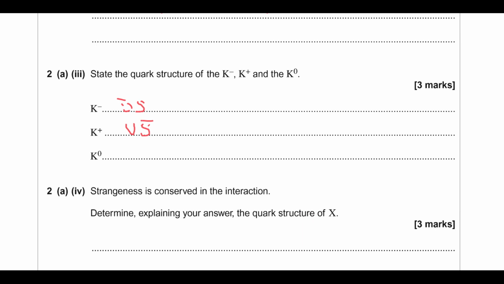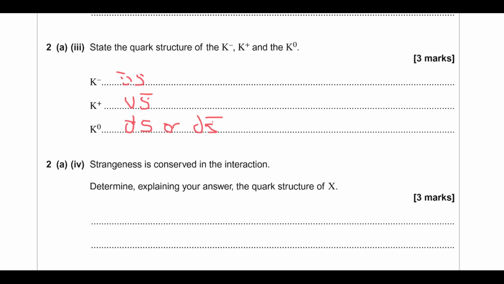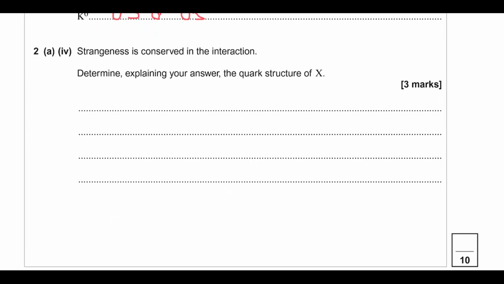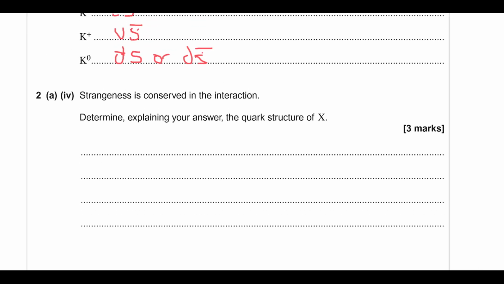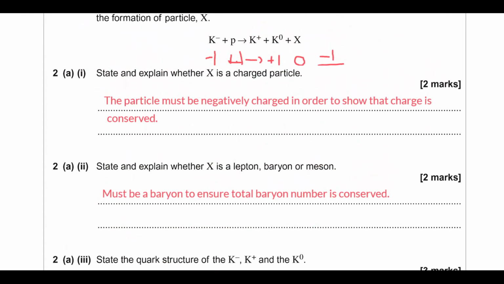There, so that's going to be an anti-strange. K0, it must contain a strange quark and an anti-down, or we could have gone with a down anti-strange. Those two end up with exactly the same, so it could be either of those two. So strangeness is conserved in the interaction. Determine, explaining your answer, the quark structure of X.